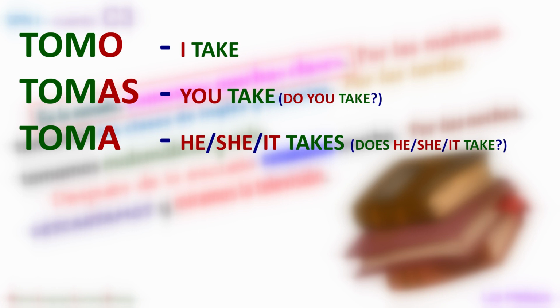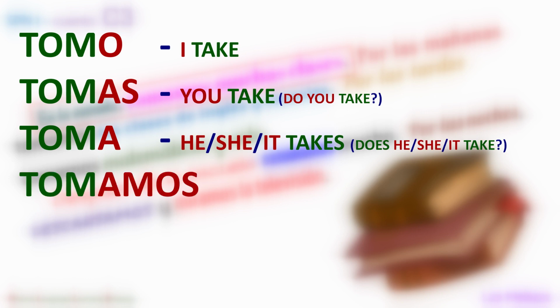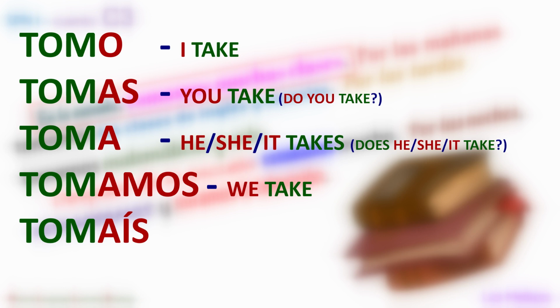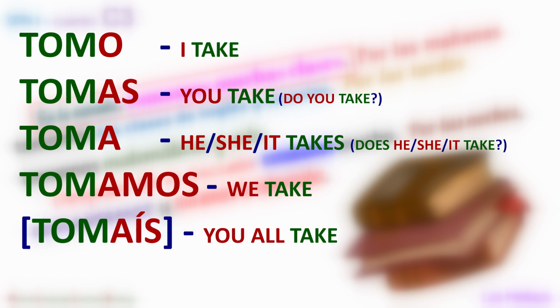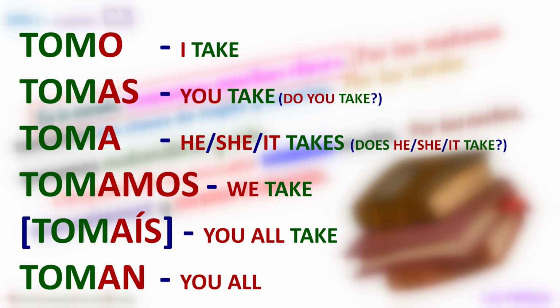Let's look at the plural side. Replace it with amos, and you have tomamos, or we take. Replace it with áis, and you have tomáis, or you all, or y'all take. I'm going to put brackets around it because this form is mainly used only in Spain. For the rest of the Spanish-speaking world, we'll be using the next one instead. Replace the AR with an AN, and you have toman, or you all, or y'all take.